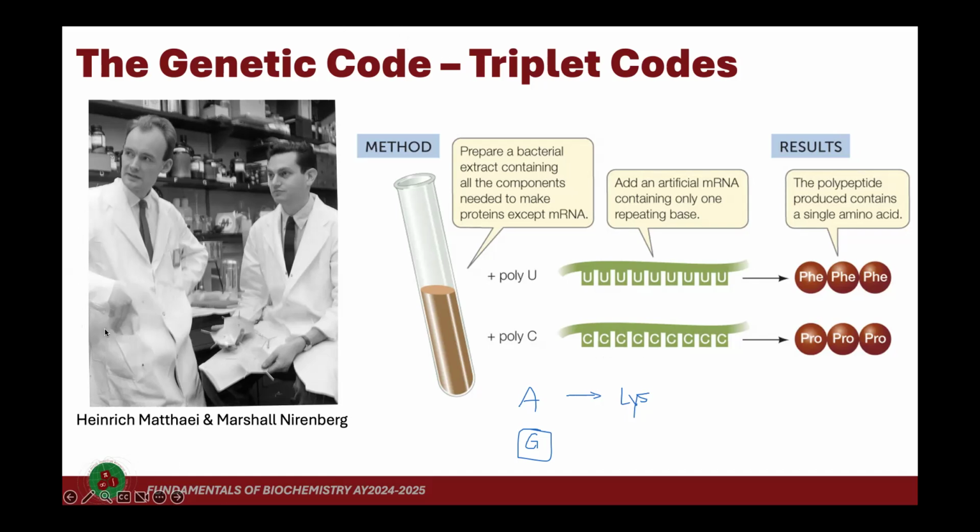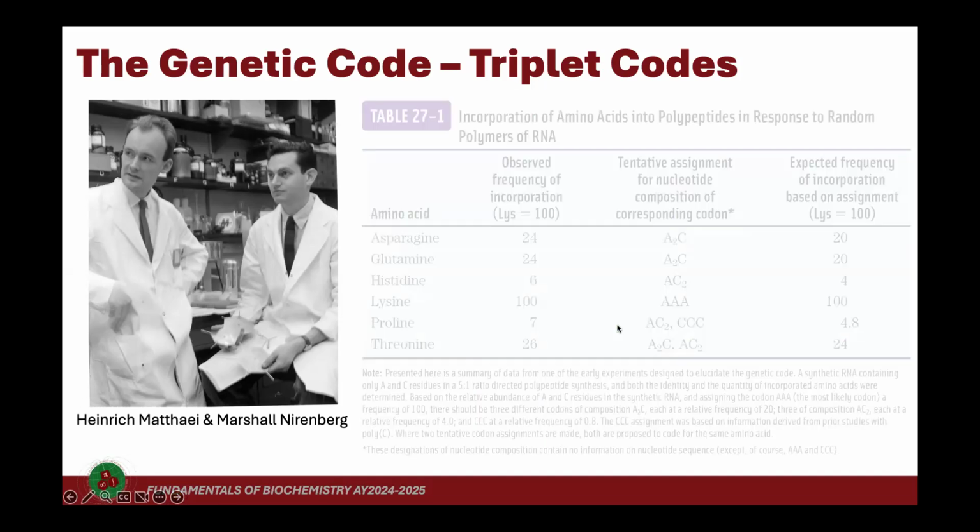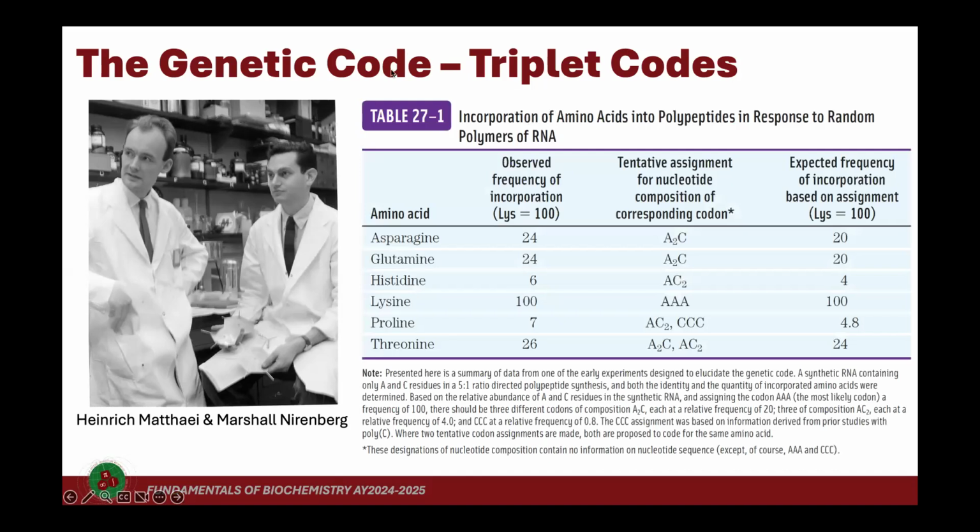But what about the other amino acids? So what they did was they had this enzyme called polynucleotide phosphorylase, that can actually synthesize mRNA molecules.